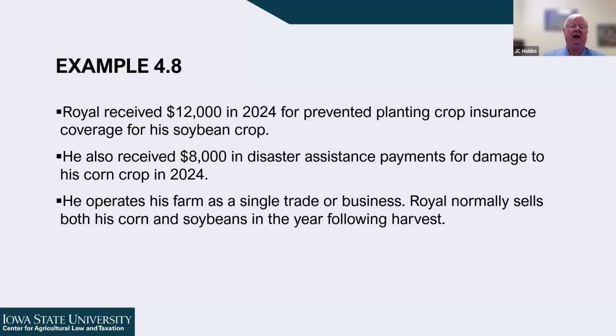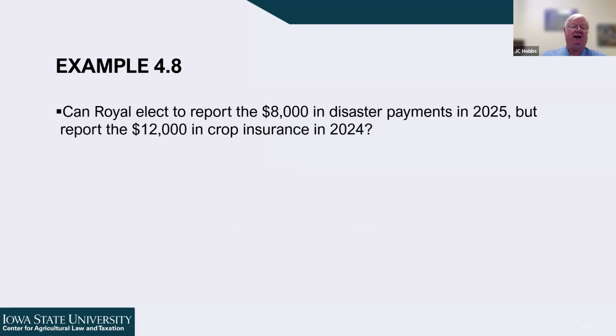Example that shows up here: we have Roy, he gets $12,000 of prevented planting crop insurance coverage for a soybean crop that he was going to plant. He gets $8,000 of disaster insurance payments for the damage to his corn crop. He normally sells the corn and soybeans in the year following harvest. In that scenario, you can move the income from 2024 into 2025. So the disaster payments can be moved, and then the insurance payments could be reported in 2024.